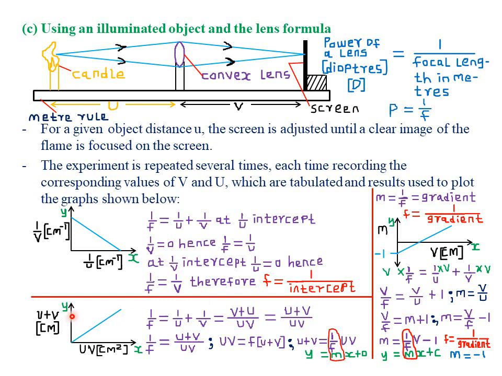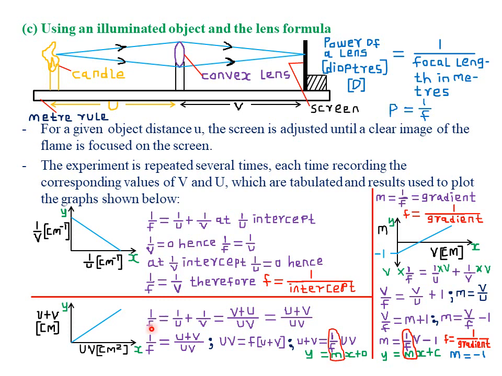The second possible graph is a graph of u plus v, which is in centimeters, against uv, which is in centimeters squared. The expected graph is a straight line graph through the origin (0, 0). So because it is a straight line graph, we simply compare with the equation of a straight line, which is y equals mx plus c.